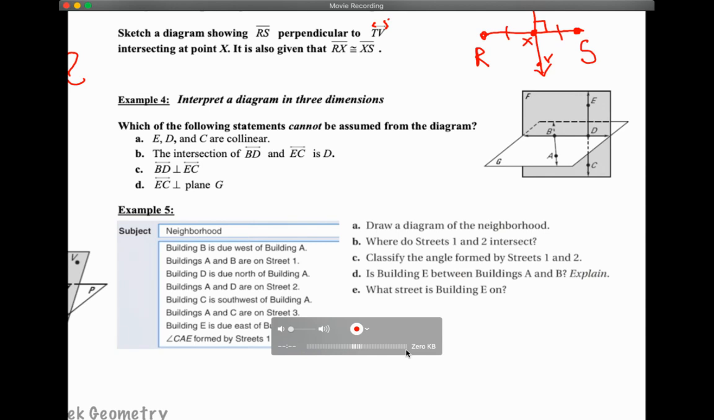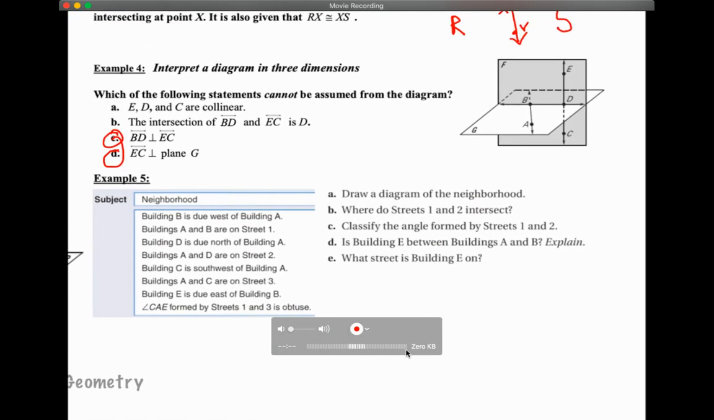Then it says the intersection of BD and EC is D. Yep, if you look at those lines, they do intersect at D. BD is perpendicular to EC, so that is something we can't assume. There's no 90 degrees marked. EC is perpendicular to plane G, which is the white one. It looks like it, but there's no 90 degrees marked, so we cannot assume those. Just note in the answer key, it has it reversed, but this is the correct answer because they're asking which ones we can not assume.